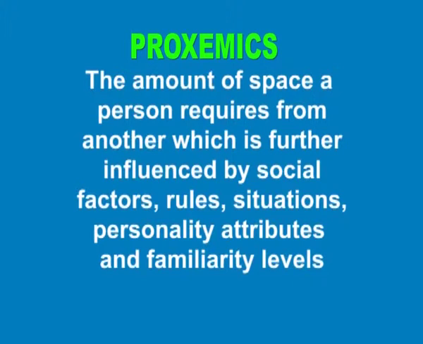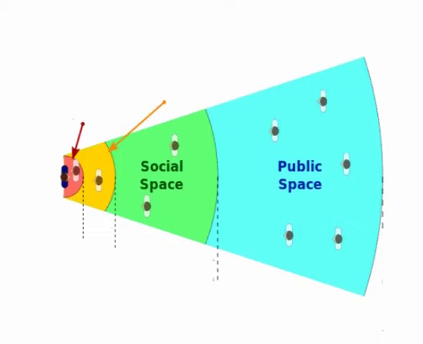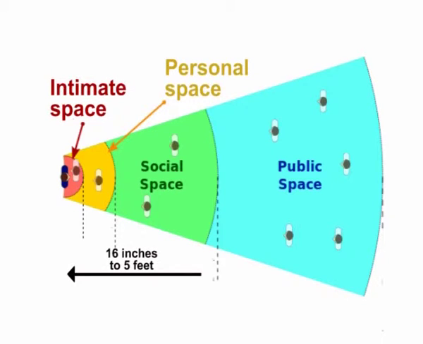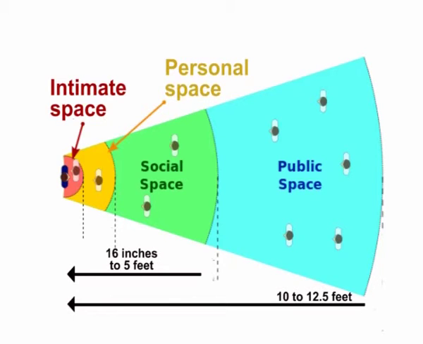The other type of non-verbal message is proxemics. This term defines the amount of space a person requires from another, which is further influenced by social factors, rules, situations, personality attributes and familiarity levels. A sample scenario shows that for a casual conversation, a person requires a distance of 16 inches to 5 feet, but a larger distance of 10 to 12.5 feet is required when the speaker is talking to a public audience.